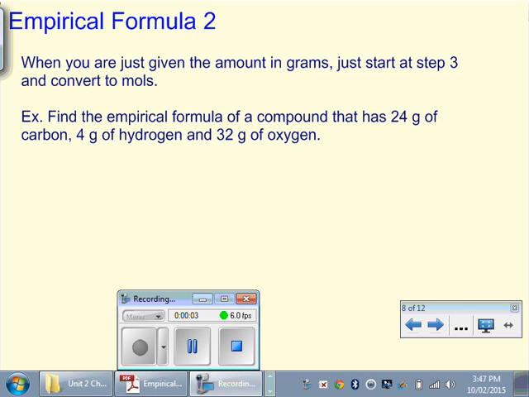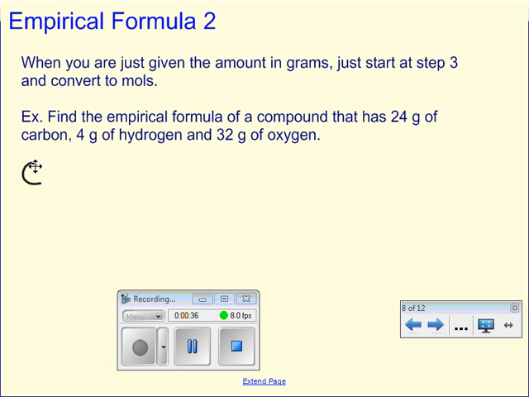In the second video for empirical formula, we're going to take a look at some other types of questions that we might encounter. Sometimes we're not given percentages at all. We're just given the amount in grams, or maybe even just in moles. When you're just given the amount in grams, just start step 3 of our process and convert directly to moles. For example, find the empirical formula of a compound that has 24 grams of carbon, 4 grams of hydrogen, and 32 grams of oxygen.